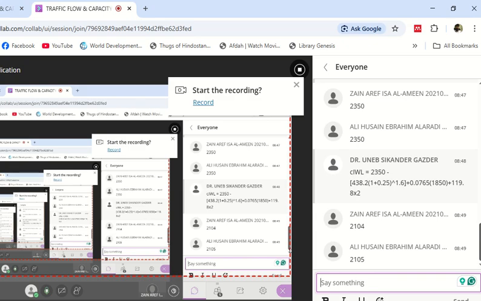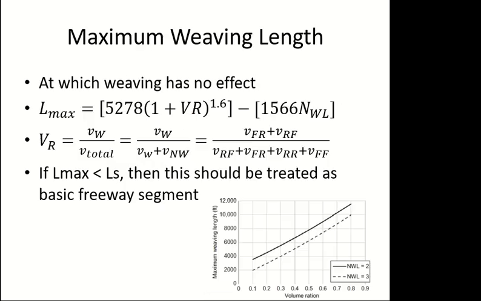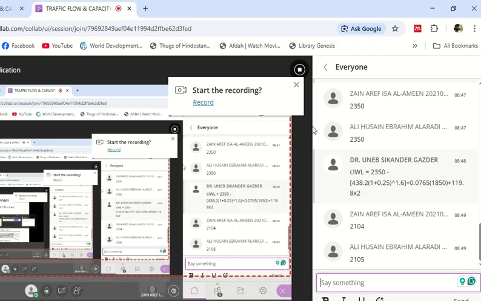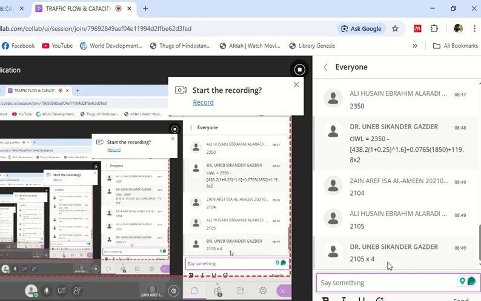Okay, now I will multiply by the number of lanes I have. We are considering a basic segment, and here you can see 1, 2, 3, 4 lanes. So we have 2105 multiplied by 4 to get the total. Okay, so how much is that?